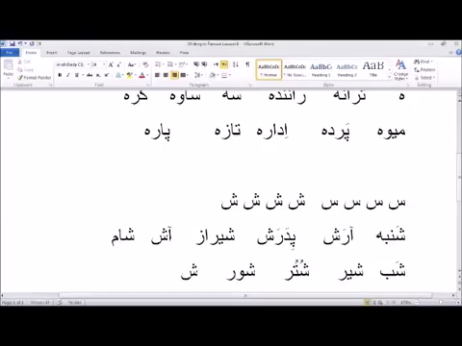We have shekar. Sh, a, k, a, r, shekar. Shekar means sugar. Then sh, e, sh, e, shisheh. Sh connective, e connective, this one is connective, and then it's connected to this one. And because it is connected to the preceding letter which is connective, it should be written like this. Shisha means glass.